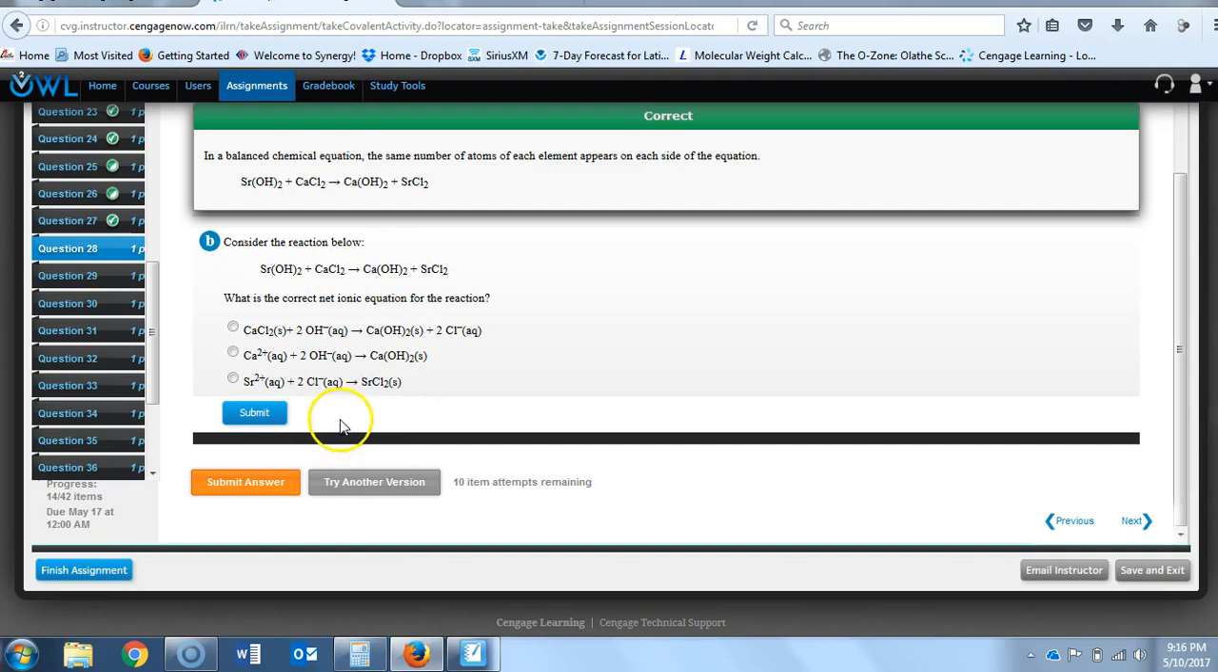What's the correct net ionic equation for the reaction? That means what's going to be soluble. Hydroxides are usually insoluble, so calcium hydroxide is going to form a precipitate. Strontium chloride is going to be what's left. They're spectator ions. They cancel out. So we're going to have calcium ions plus two hydroxides give us calcium hydroxide.